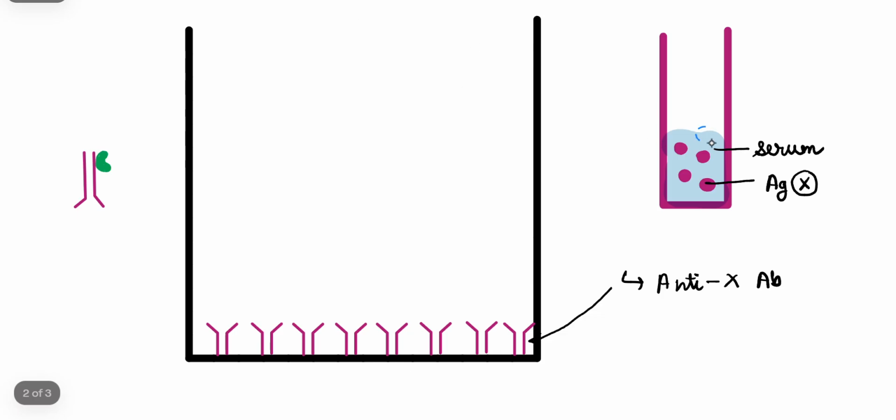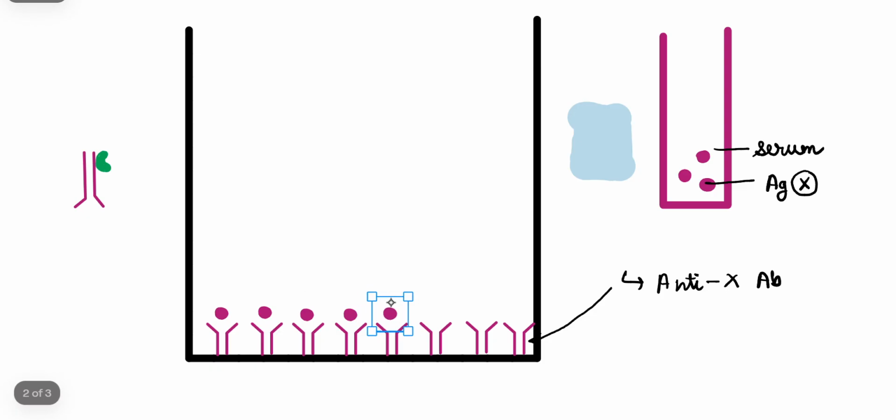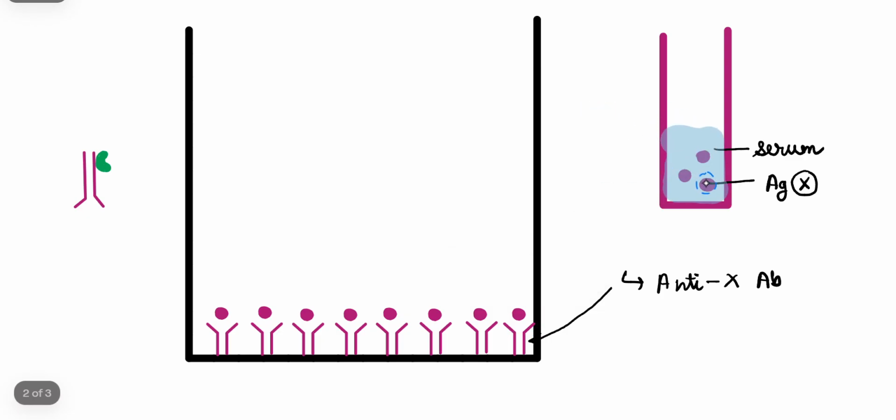So this serum should be taken out and emptied inside the well, such that these antigens, if present, are added. I am not drawing the liquid here, I am just adding these antigens. Now if the antigens are present, they will definitely bind to their specific antibodies which we already have coated inside the well. So what happens is that the antigen from the serum gets captured. So here we have the serum and the antigen.